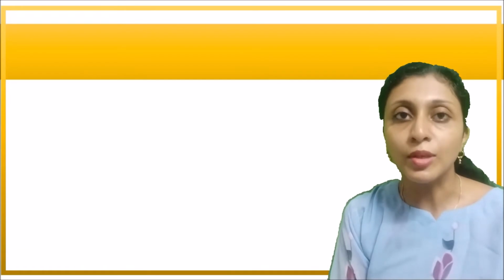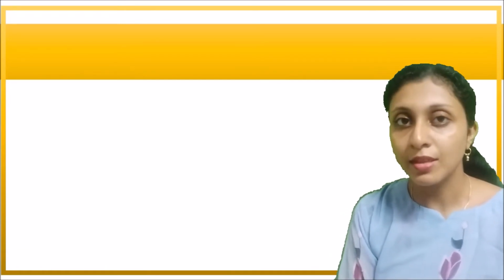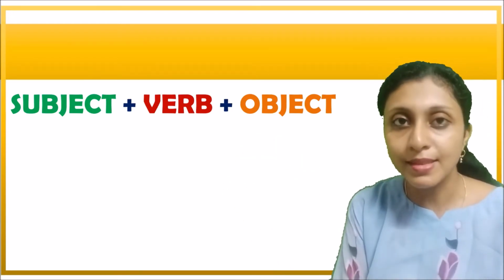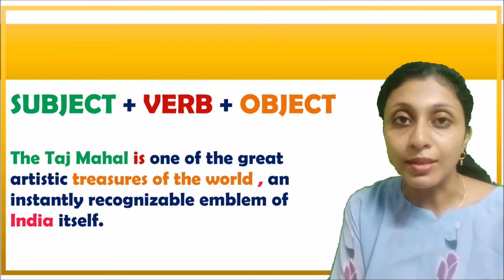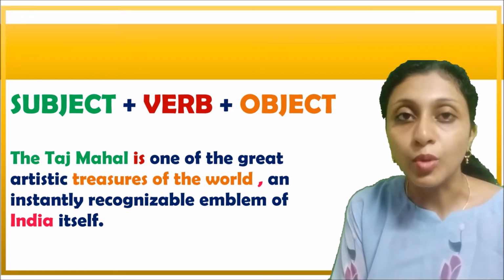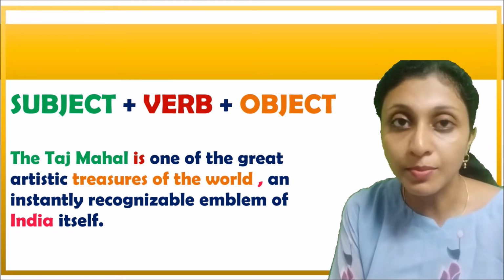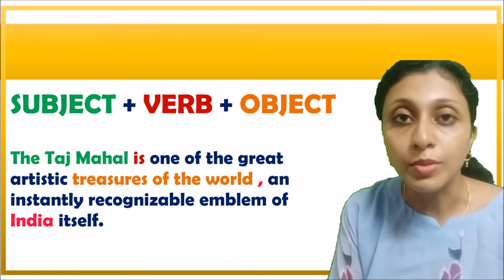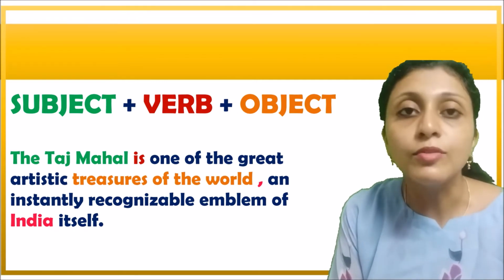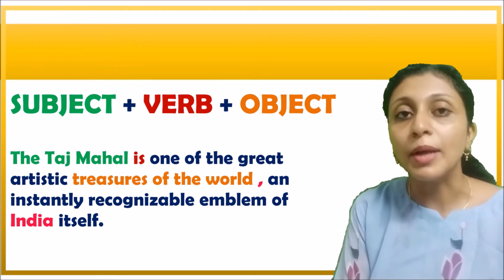In order to qualify as a sentence, we need to have a particular order, which is the subject, verb and the object. So the first part of the sentence, we've got the Taj Mahal is one of the great artistic treasures of the world. Can you spot the subject? It is the Taj Mahal. Is is the verb and the object is the treasures of the world. A fragment qualifies to be a sentence if you've got the subject, verb and the object.